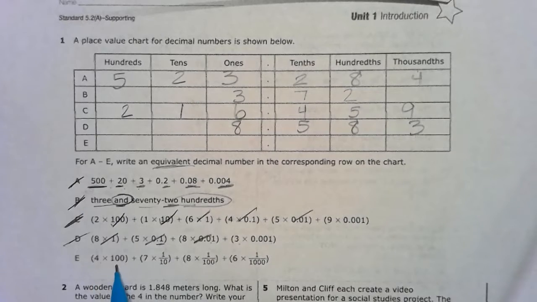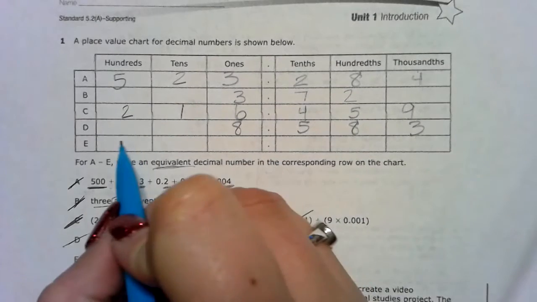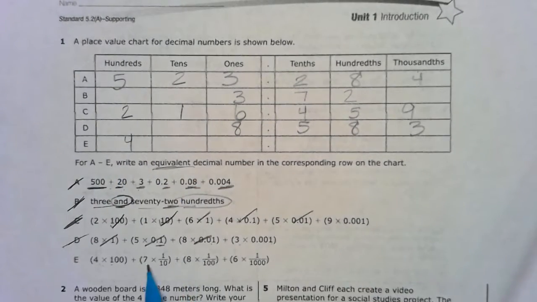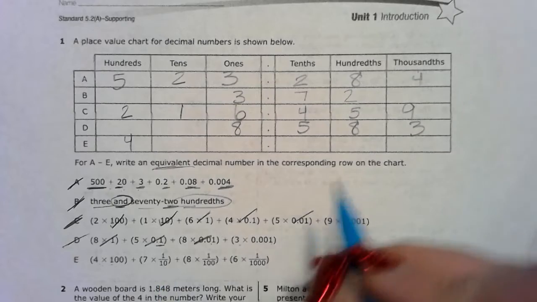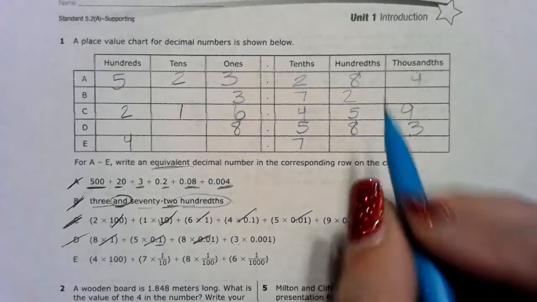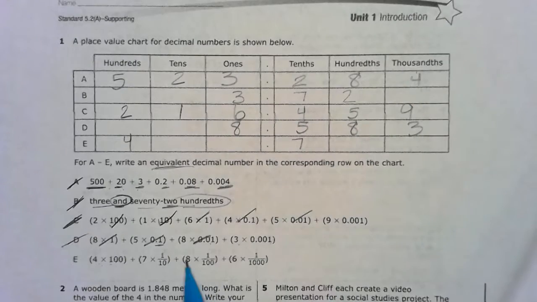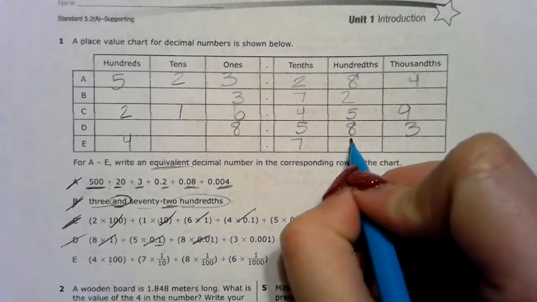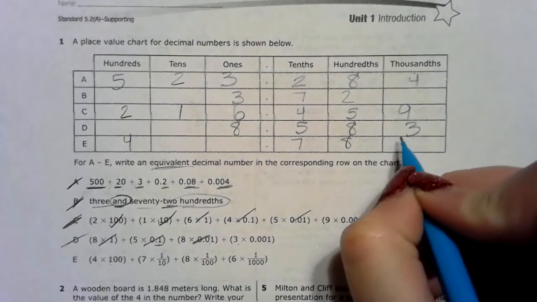So I have 4 times 100. That would give me 4 hundreds. 7 times a tenth. Guys, this is not 10. This is 1/10. So this 7 is way over here in the tenths place. These are fractions over here. 8 times a hundredth. 6 times a thousandth.